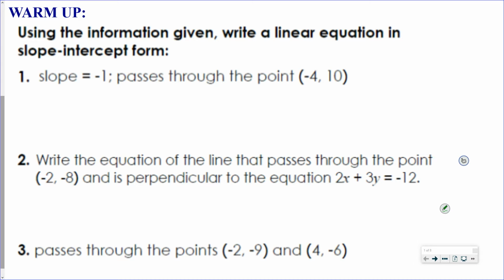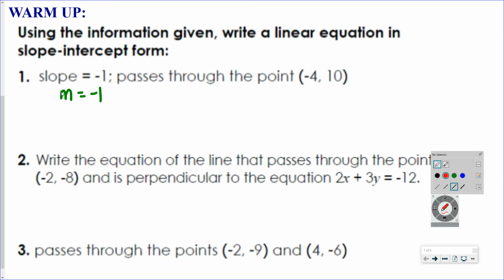Okay, I'm going to start with number 1. We were given the slope, and we were given a point on our line. Is that point the y-intercept? No, otherwise it'd be 0, 10. So I just have a random point, which means I have to use point-slope form.